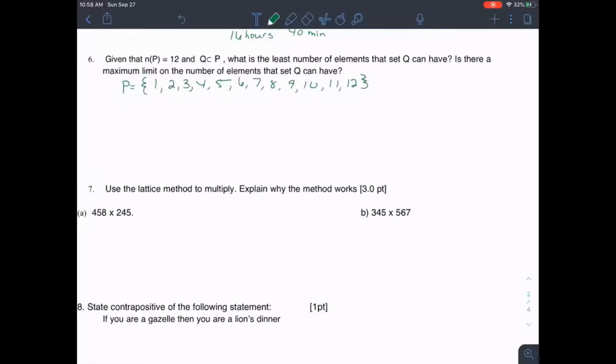Okay, so if Q is a proper subset of P, so that means Q can only have a max number of elements being 11. Now, it could be any of the 11, but it has to have just 11 because otherwise it wouldn't be a proper subset, because a proper subset has to have one less than the full set. It says there's a maximum. So the maximum number of elements that Q can have is 11. Is there a maximum limit on the number of elements that set Q can have? Yes, I can't have more than 11.